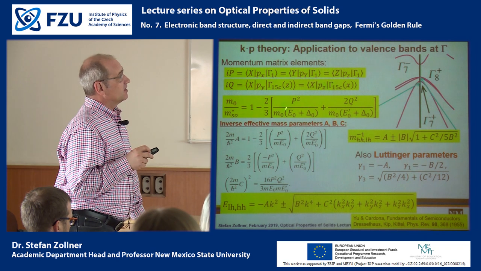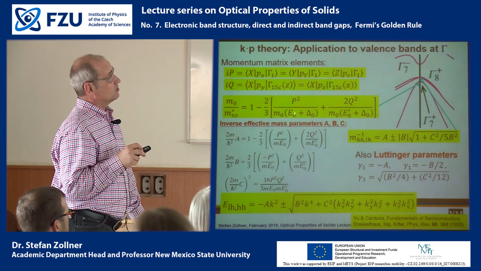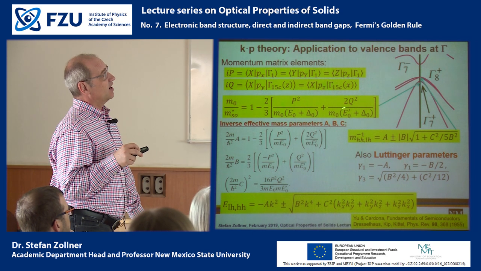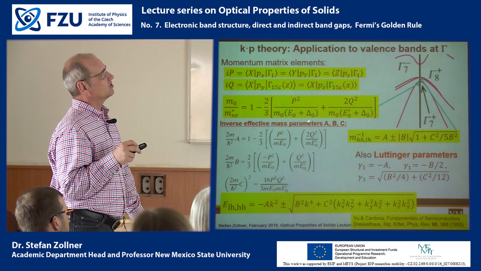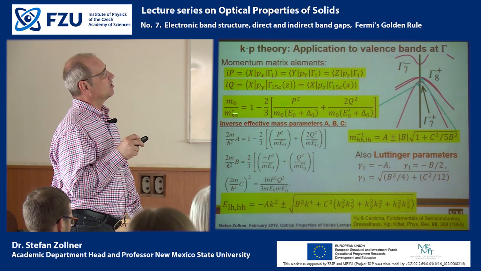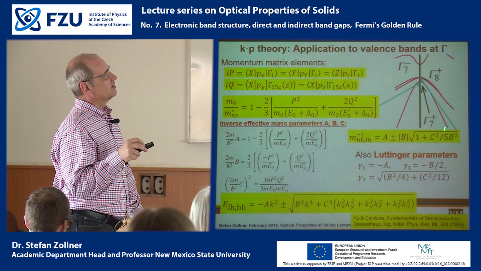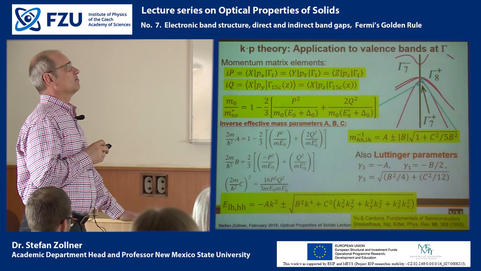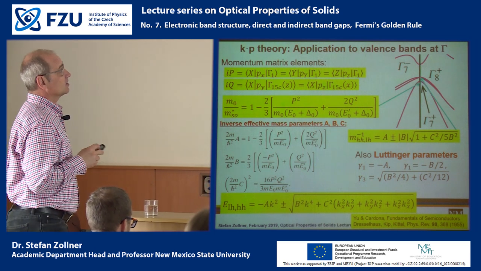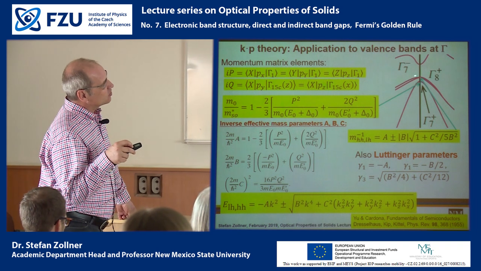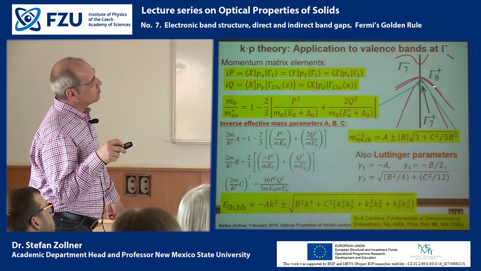And here I'm taking into account the band gap E0 and the band gap E0 prime, which is the difference between the P bonding and P antibonding bands. And, of course, the spin orbit splitting delta zero, because I'm calculating the split-off mass band, the mass of the split-off band. Well, more interesting should be the masses of the heavy and light hole bands.